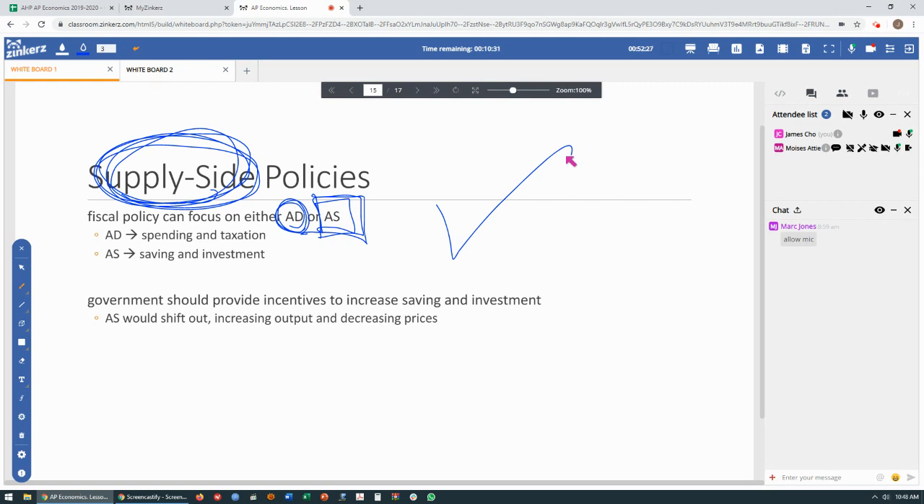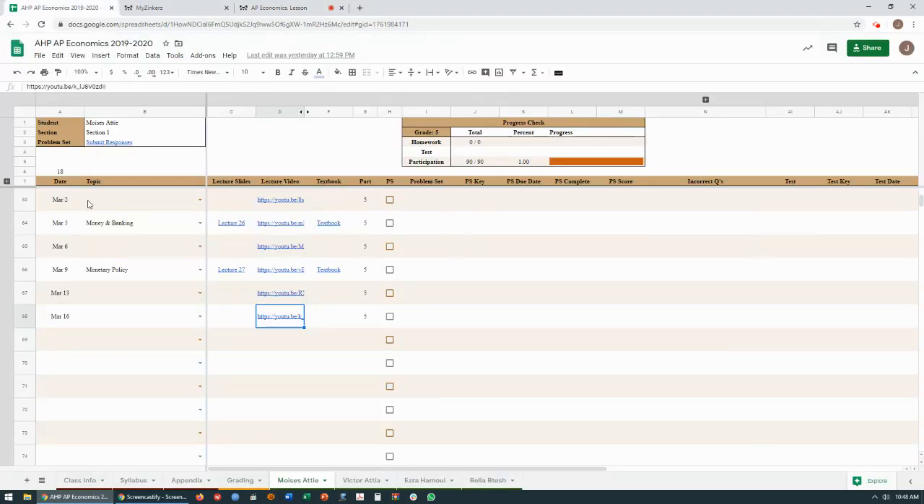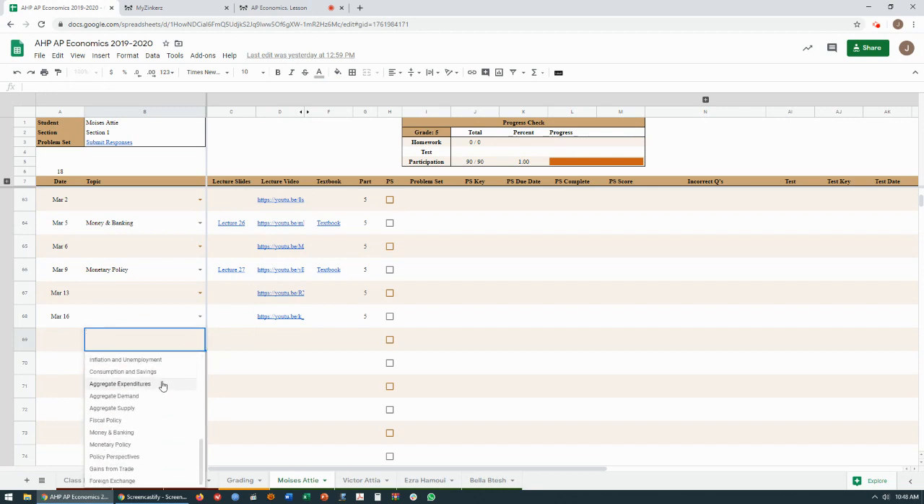We made a lot of progress today. Let's see, policy perspective. We'll get done with this in our next class. Then we're going to talk about gains from trade. We already talked about comparative advantage and stuff like that. And then we're going to talk about imports and exports a little bit. And then we'll talk about foreign exchange, and then we'll be done with macro.